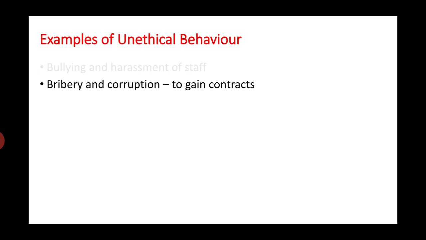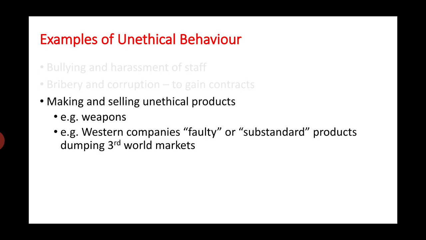Bribery and corruption to gain a contract. Don't pay money to people who have authority from under the table just to get that contract. This is an unethical practice, and it creates a kind of corruption just to get that contract. Making and selling unethical products, like what? Like weapons. Weapons in the world are one of the unethical practices all over the world. So don't sell unethical products. Don't sell weapons to kill other people or other nations.